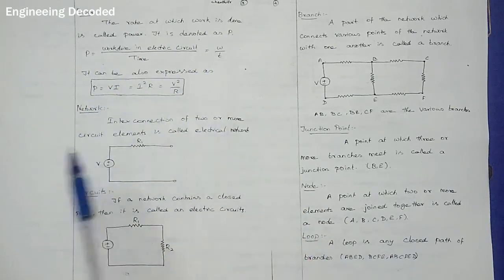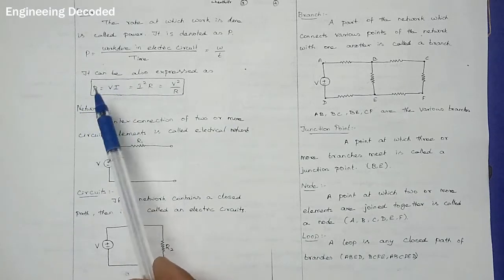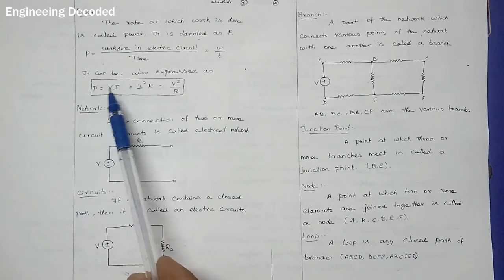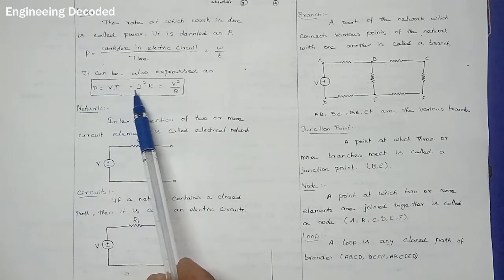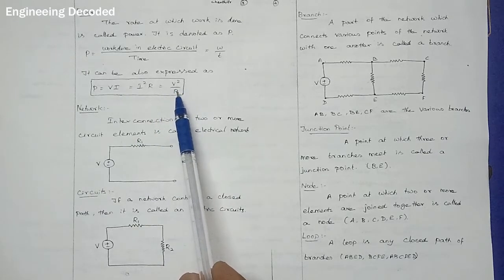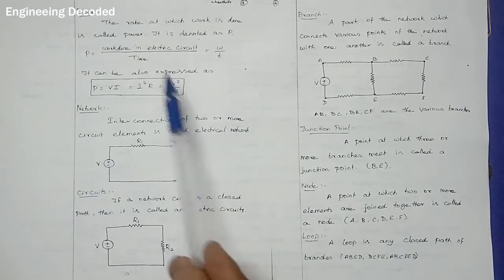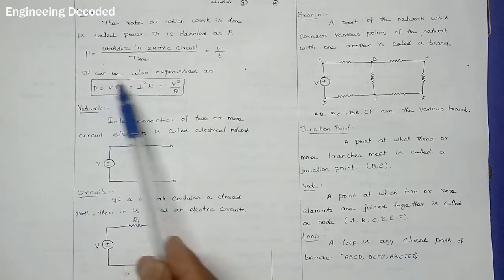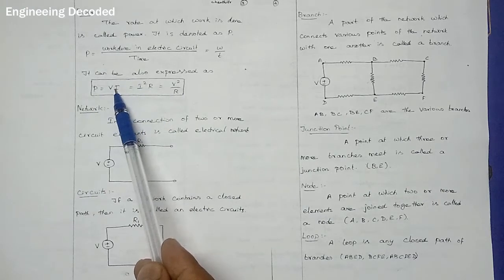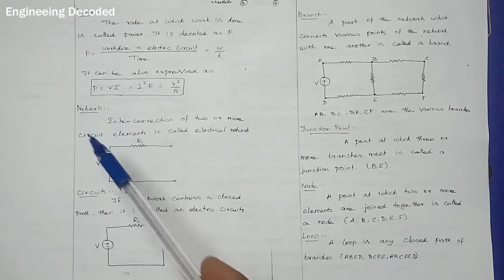Power can be represented as P is equal to V into I, voltage into current. It can also be represented as I square into R, and it can also be represented as V square by R. We know Ohm's law, V equal to I into R. When you apply V equal to I into R, you will get I square R. Instead of I, if you apply V by R, you will get V square by R. So that's all about power.